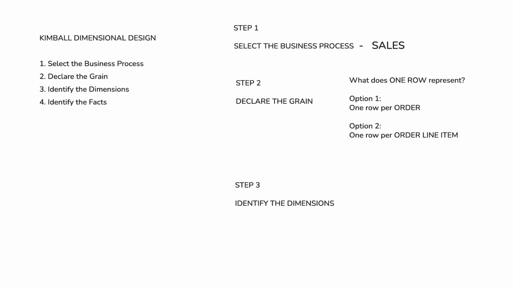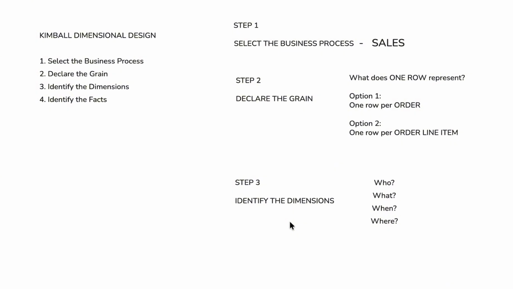Now let's move on to step 3. Once the grain is clear, ask a very simple set of questions about the business event. Who bought the product? What did they buy? When did they buy? Where was the order associated with? These descriptive contexts become our dimensions. Let's start working on the dimensions.